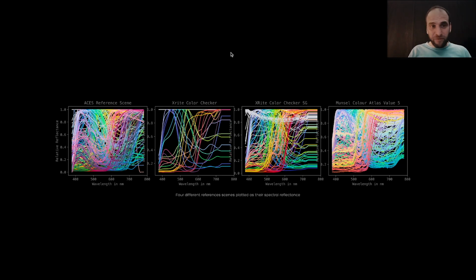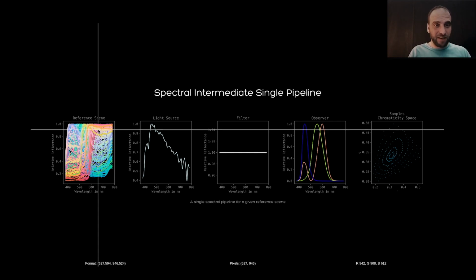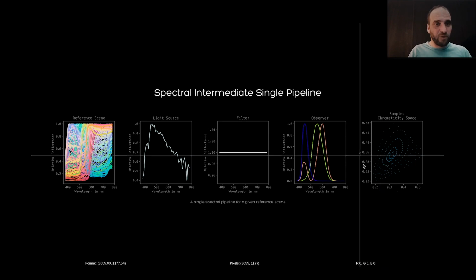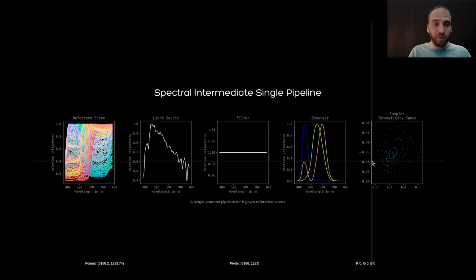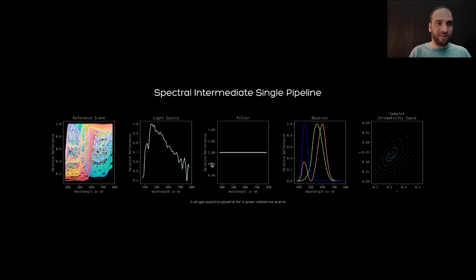That spectral reference scene follows two spectral calculation pipelines which are set up identically. We call these the input pipeline and the output pipeline. Here's just one of the two pipelines. We have the reference scene, and we have the light source, a spectral filter and an observer for each pipeline. Then we multiply the reference scene with the light, the filter and the observer respectively. This operation produces an RGB tuple, just a point here, for each spectral sample in the reference scene.